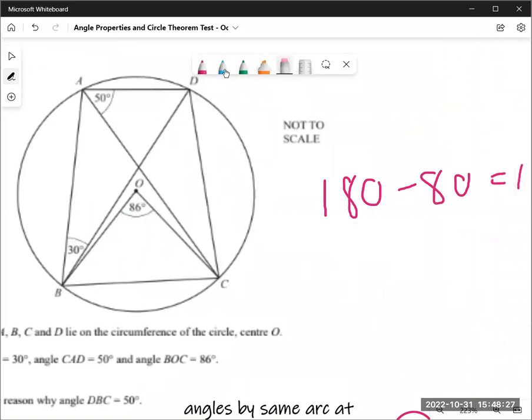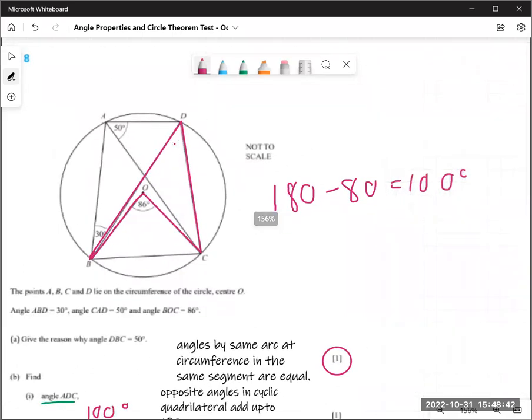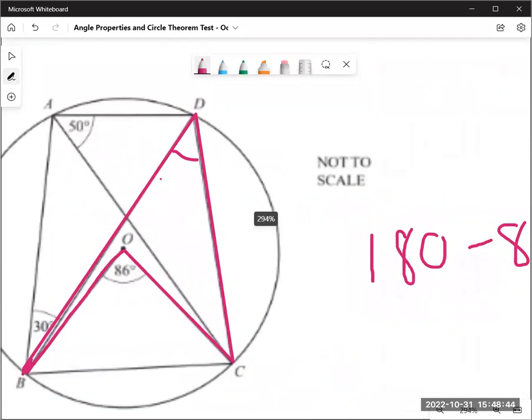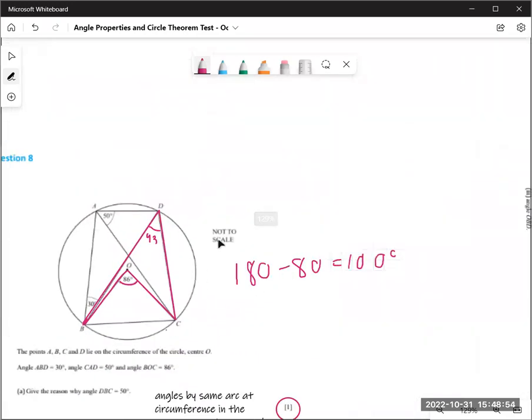Fine. Now they're asking us this angle. Haven't we found it? Now look, BOC is at the center. What is angle BDC? 43. Half of the center. Is that clear, Safa? Diana? Yes. Okay.